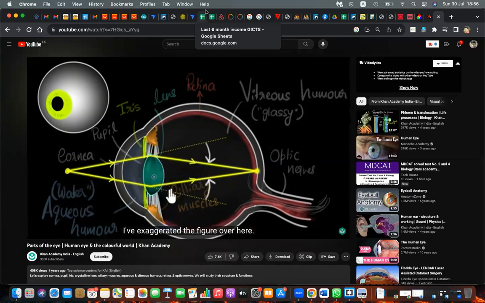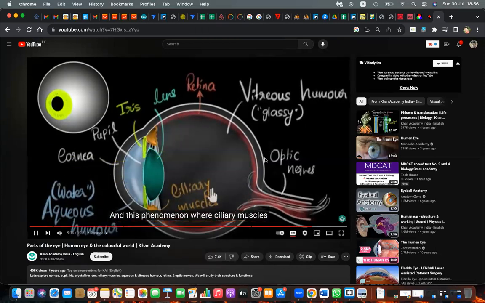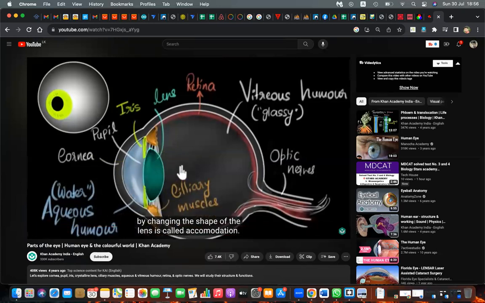I've exaggerated the figure over here. It'll push on the lens, increase the curvature, and as a result, it will increase the optical power. And that's how, depending upon the distance of the object from our eyes, the curvature of the lens will keep changing. And that is done by these ciliary muscles. Okay. And this phenomenon where ciliary muscles change the power of the eyes by changing the shape of the lens is called accommodation. So that's their job. Their job is to perform accommodation.